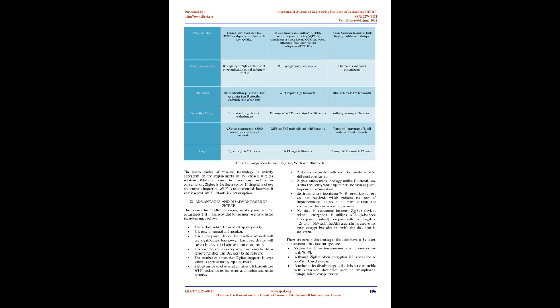Zigbee can be used as an alternative to Bluetooth and Wi-Fi technologies for home automation and smart systems. Zigbee is compatible with products manufactured by different companies. Zigbee offers mesh topology unlike Bluetooth and radio frequency, which operate on the basis of point-to-point communication. Setting up cost is less than a Wi-Fi network as routers are not required, which reduces the cost of implementation. Hence it is more suitable for connecting devices across larger areas.